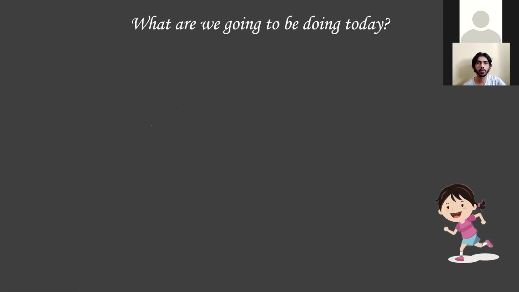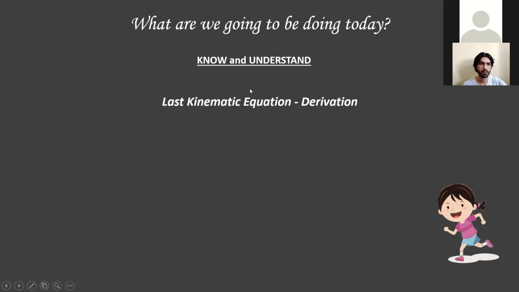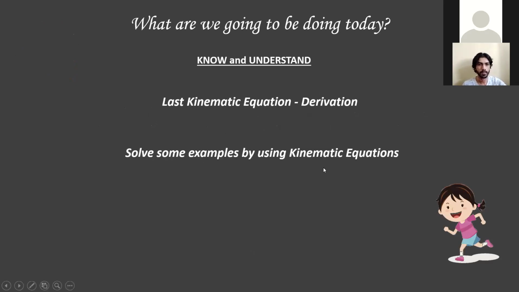So what are we going to be doing today? As usual, I'm going to tell you what we're going to do today. First is the last kinematic equation and the derivation. Only one is left. We did two earlier, distance-time and velocity-time. So now we do velocity and displacement. The second is to solve some examples using the kinematic equations so that we can apply our knowledge.